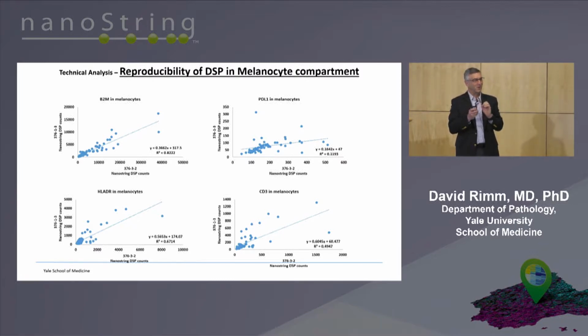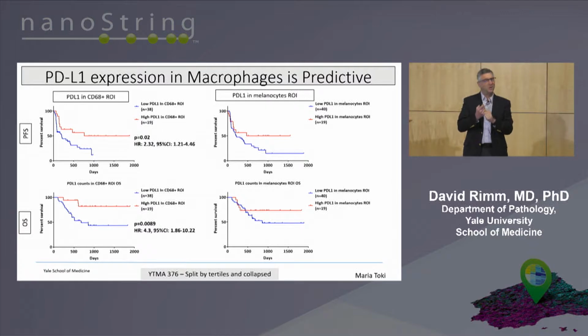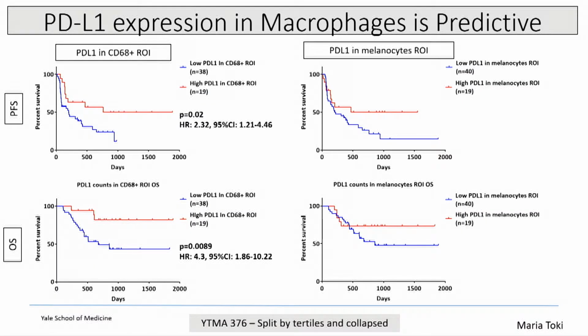So something might be going on there, and maybe we'll discover that later when we look back at that. And in fact, that's what we found. When we looked at where the PD-L1s were and then looked at outcome in those cohorts, we found that the PD-L1 in the melanocytes was in fact not predictive of outcome, but the PD-L1 in the CD68 compartment was statistically significantly associated with response to either combination or single immune therapy.